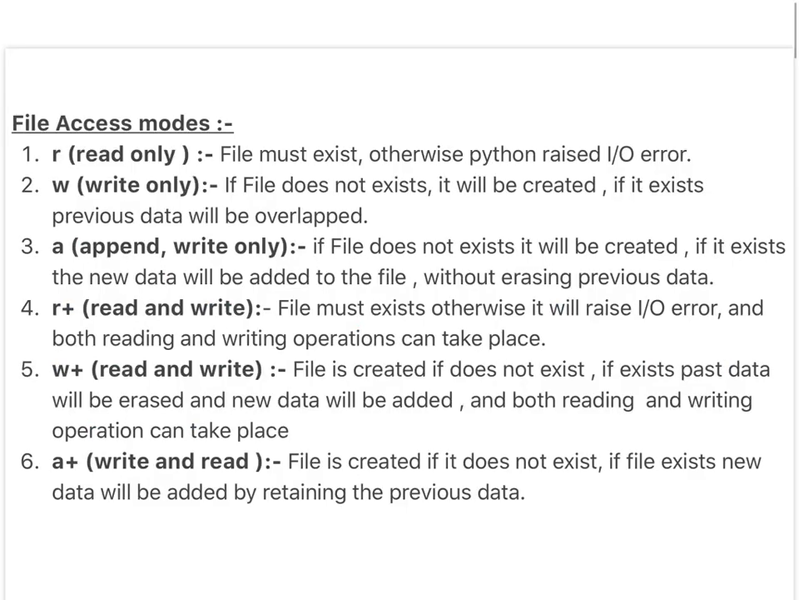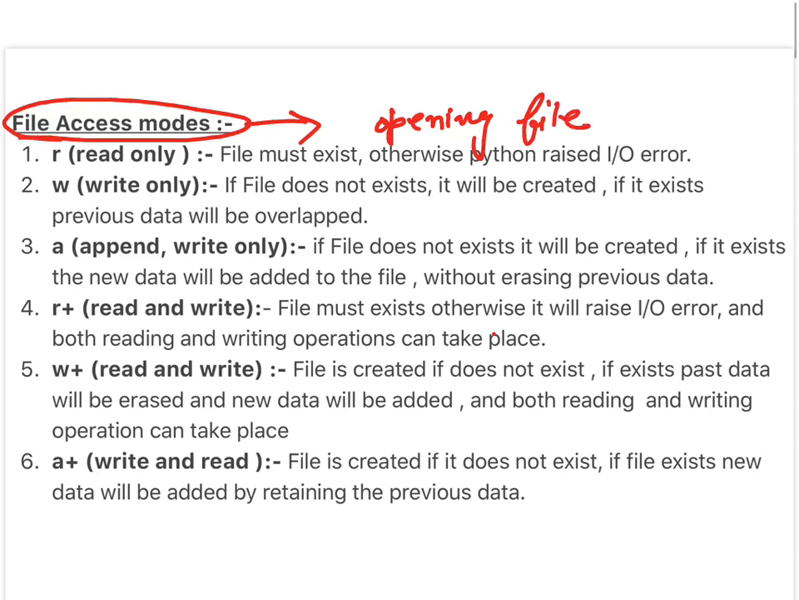So let's begin here. First, I'll explain to you the file access modes. What are the different file access modes here? First, it must be clear to you what is the meaning of file access mode. It means when you are opening the file, what you want to do with that particular file. It means for what purpose you are going to open this particular file, either to read the contents or to write the contents into the file.